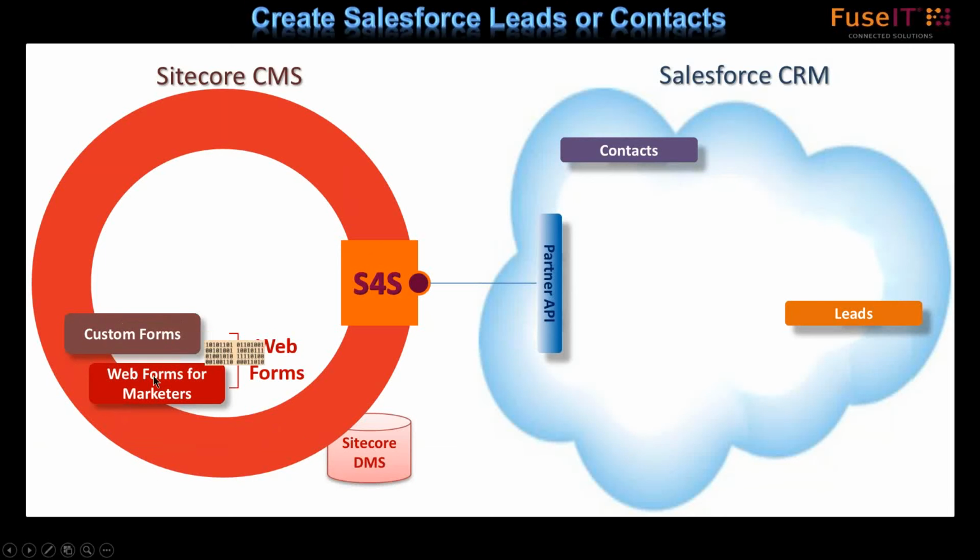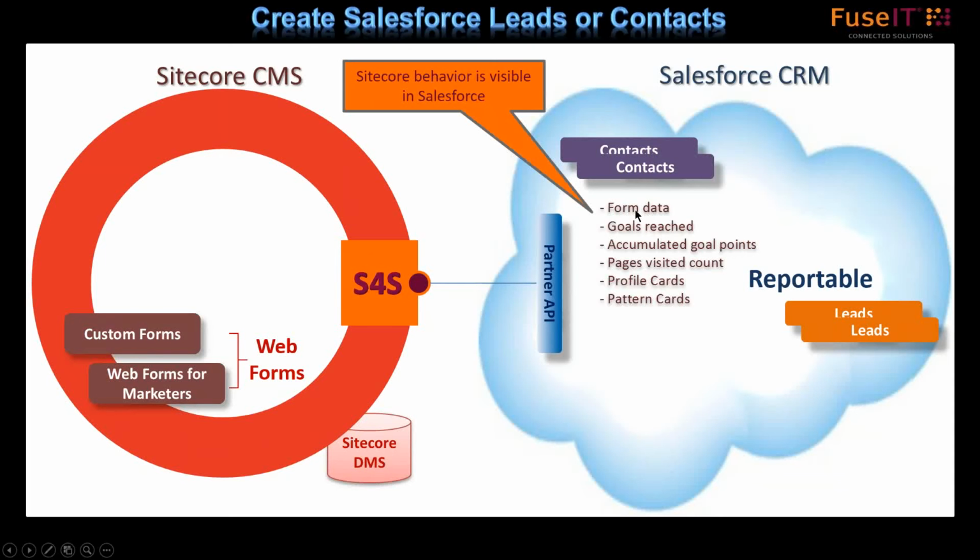So if you are doing web forms and you're talking to a person object in Salesforce, like a lead or a contact, then we've got the ability to pick up the analytics from Sitecore and push them through to Salesforce in addition to the form data. So this means that everywhere that the new lead or new contact went to on the website is all visible, all the goals they hit and the points and pages, and it includes pattern cards and profiles, which is all related to personas, Sitecore personas.